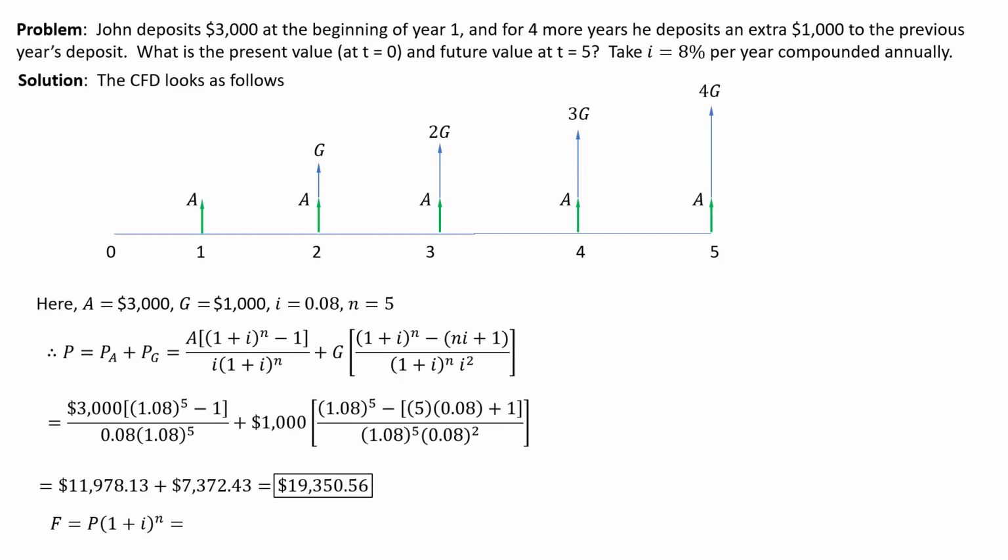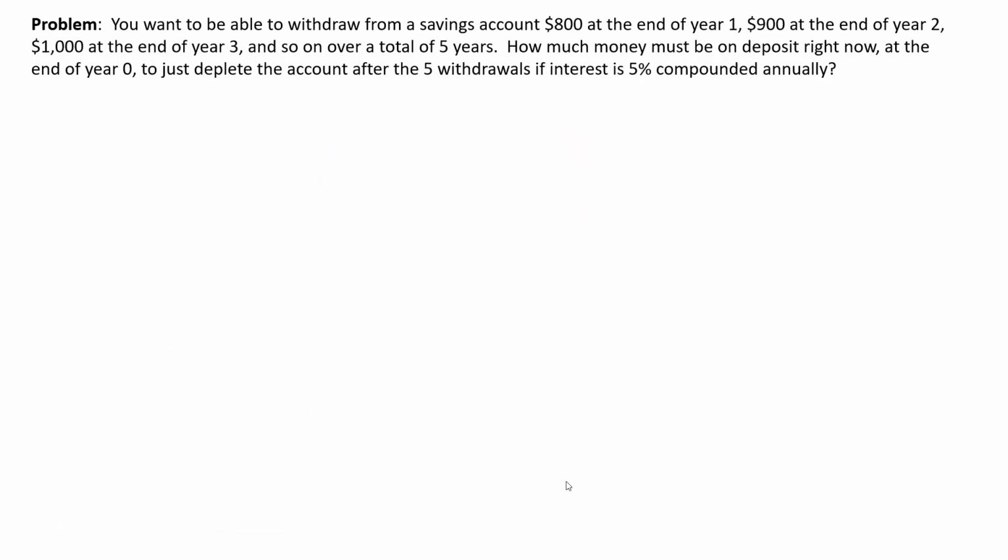Cool? All right. If you want to find the future value of this, fairly straightforward. Take this and project it to the future by 5, to t equals 5. So 1 plus I, the quantity raised to 5. Do that and you are in business. So the future value of all these deposits is $28,432.34. Cool? All right, let's move on to the next one.